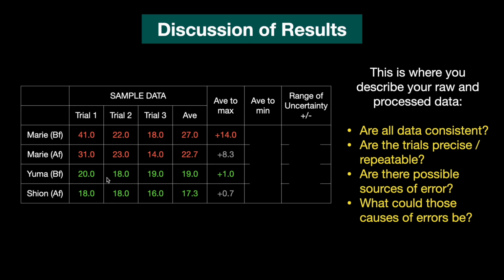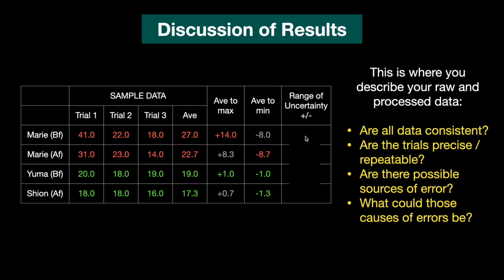Whereas for Yuma, it's only a difference of 1. The average is 19, the highest number is 20. For Shion, the average is 17.3, the highest is 18. So this one, they are now the upper group or the upper number. How about if we compare the average to the minimum? 27 and 18 would have a difference of minus 8. 22.7 and 14 would have a difference of 8.7. And then 1, and then negative 1.3 or minus 1.3.